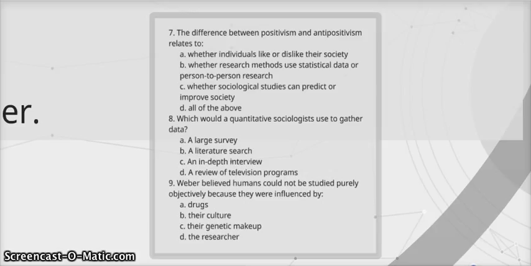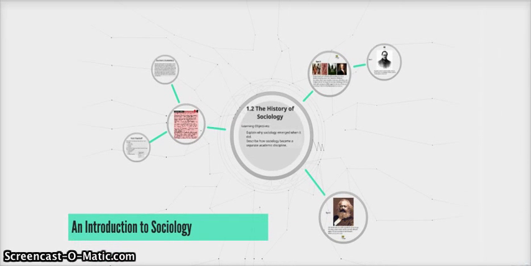And 9, Weber believed humans could not be studied purely objectively because they were influenced by A, drugs, B, their culture, C, their genetic makeup, or D, the researcher. And the answer to that one is B, their culture. And that is it for Section 2, the History of Sociology.